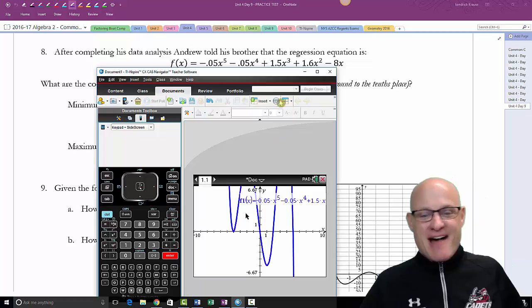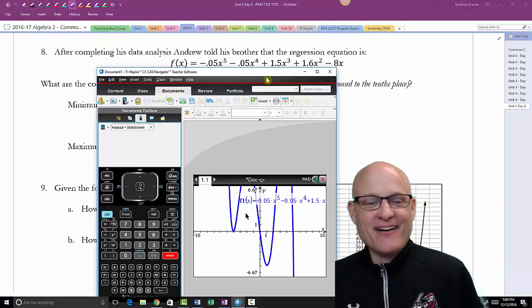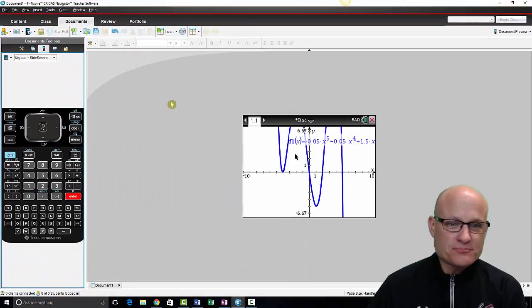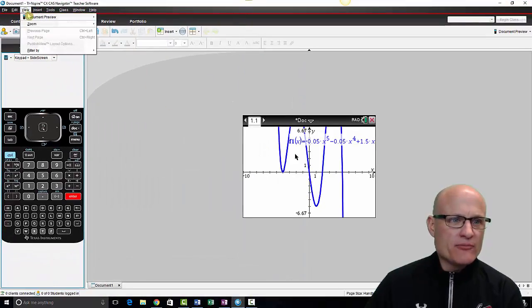What the? Yes! What a cool graph. Oh my God. Now this is an odd function, correct? Yeah, it's really odd. Let me blow this up. View.